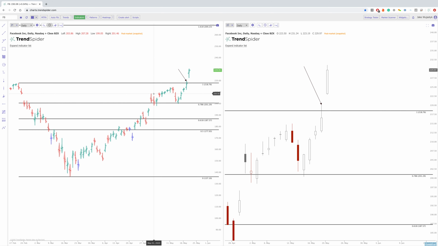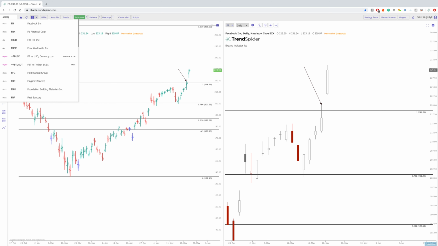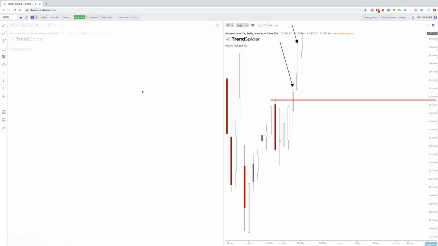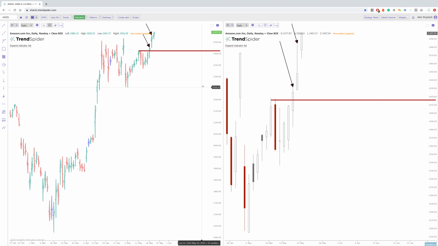So all in all, raindrops are just something that have completely changed the way that I trade, simply because I can get an idea of really who's in control.